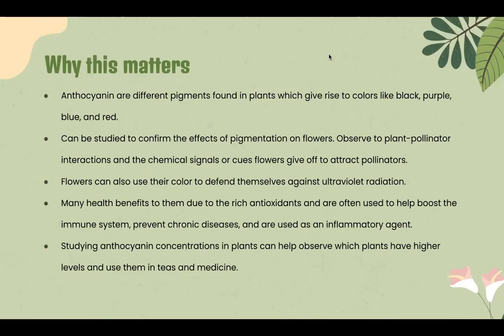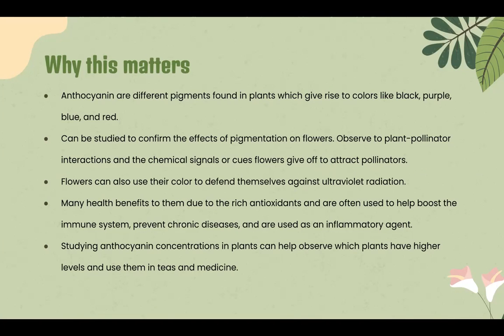Studying anthocyanin concentrations is very important to study the pigmentation on flowers. Anthocyanin gives rise to pigments, which give rise to colors like black, purple, blue, red. And by observing anthocyanin concentrations, we can further study plant pollinator interactions and chemical signals or cues that flowers give off to attract pollinators. Furthermore, flowers can use their color to defend themselves against ultraviolet radiation.